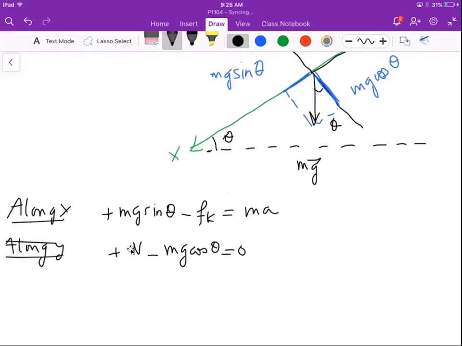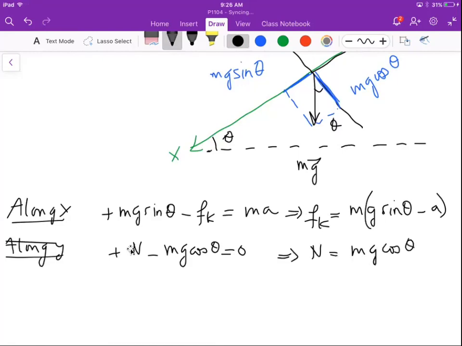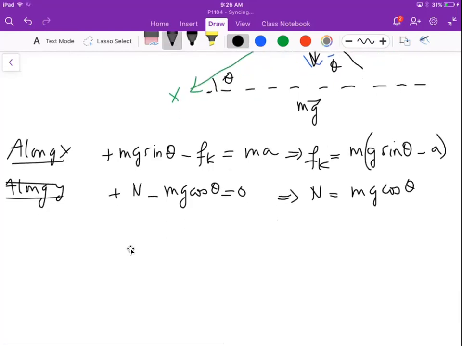Okay, that's it. So from the first one we can deduce that fk is equal to mg sine theta minus ma. So m, let's put it in factor, g sine theta minus a. And from the second one we can deduce that n is equal to mg cosine theta. And don't forget what we want to evaluate in this section is mu k.